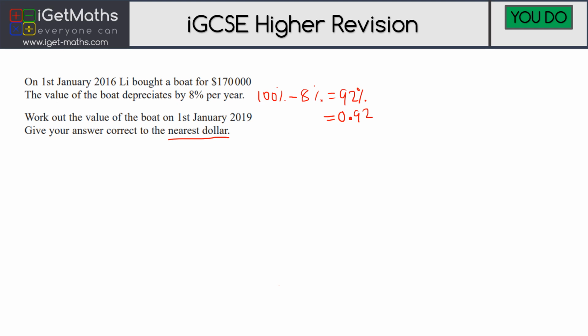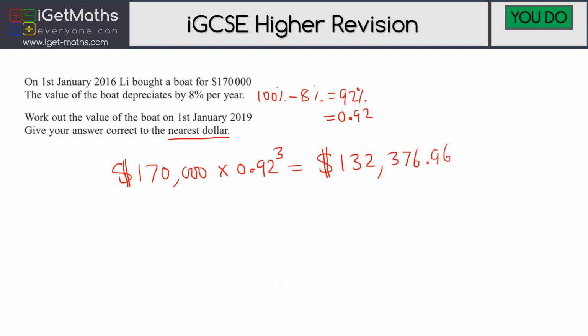So now we've got $170,000 times the decimal multiplier to the power of... 2016 to 2019 is 3 years, so that's to the power of 3 years. Hit that in your calculator, you get $132,376.96. But remember, it wants the nearest dollar, so we're going to round this up to 132,377.